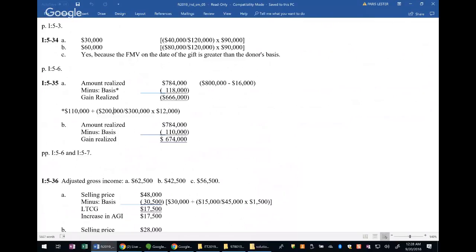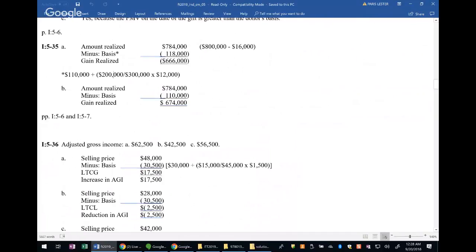Now, how much gift tax did they pay? All right, you take these bases over the fair market value, you get to add on 1/3 of 1,500. 1/3 is 500. So your long-term capital gain is 17.5. That will increase your AGI 17.5. Now, if we sold it at a loss, 28,000. We take the 30,500 basis and we get a long-term capital loss of 2,500. You can take up to 3,000 a year, so you can take the whole 2,500.